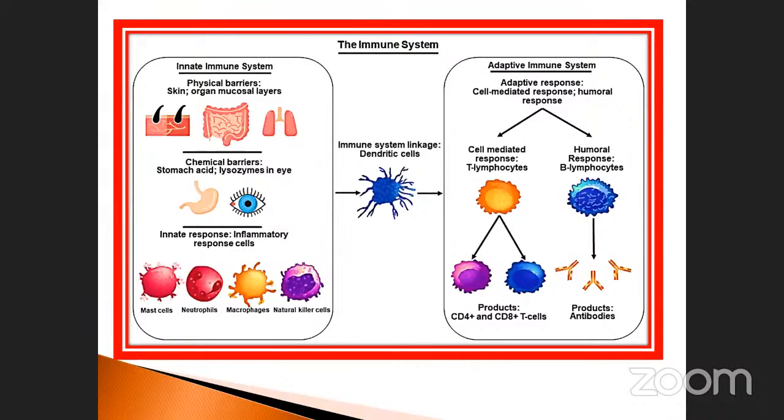What are the two types of immune system that have been reported? One is called the innate immune system. Another one is called the adaptive immune system. These are the two types of immune system present in your body. In the innate immune system, see here, what are the things here? The physical barrier.